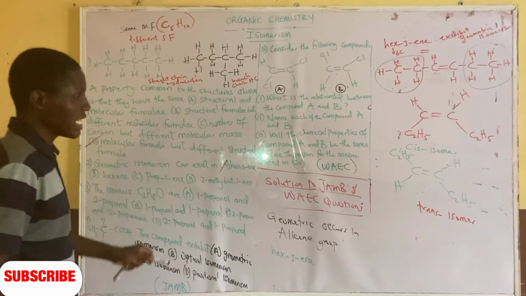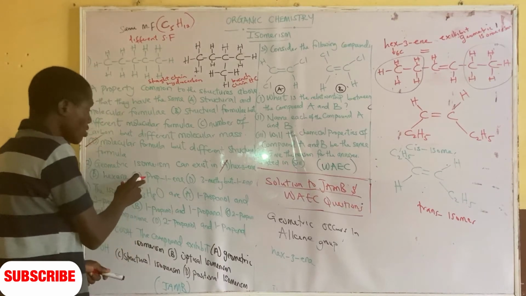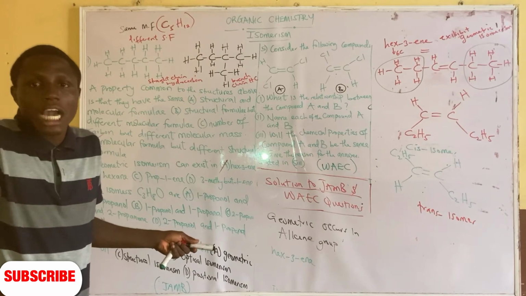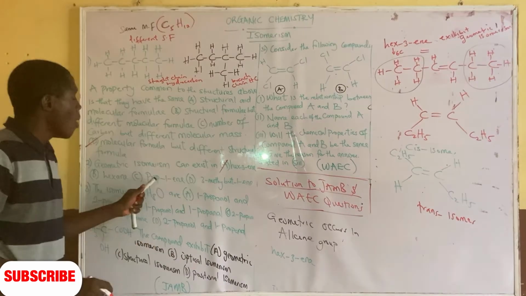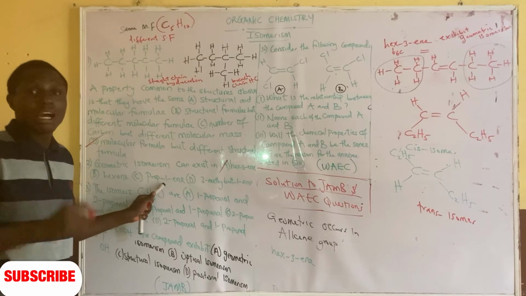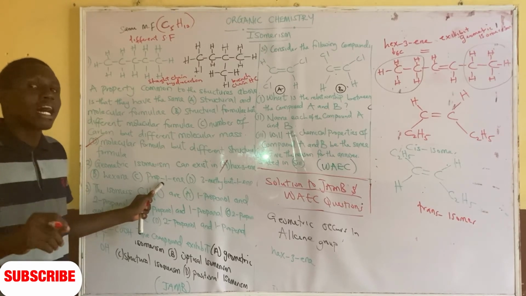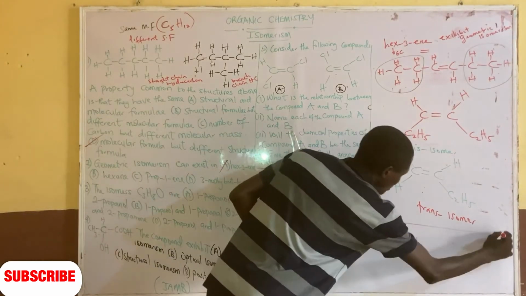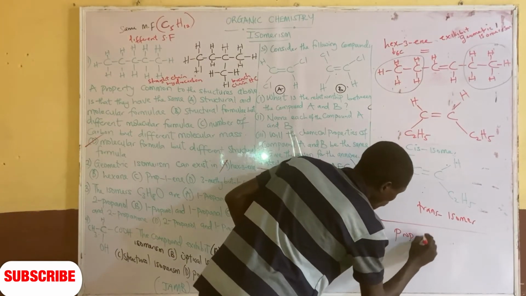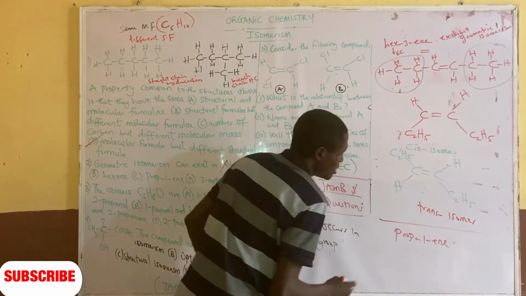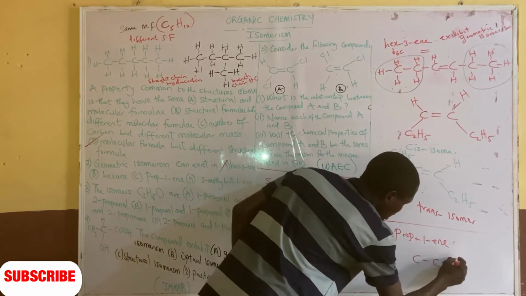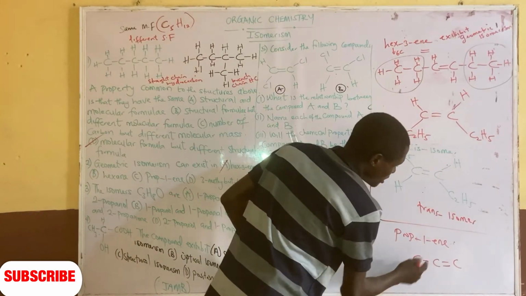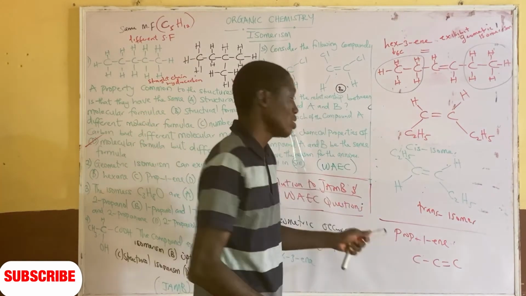Prop 1 in cannot. Why can propene not exhibit geometrical isomer? Because it has an odd number of carbon. For instance, now we are talking about prop 1 in. It means that it has 3 carbon, and 3 is odd. The third one here is here. So there's no way you can have it.